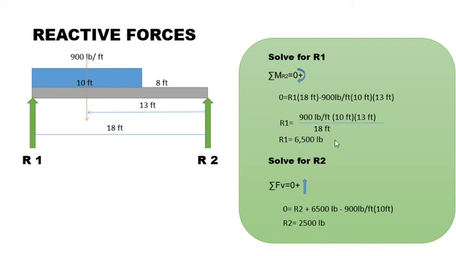So we have R1 at 6,500 pounds and R2 at 2,500 pounds.